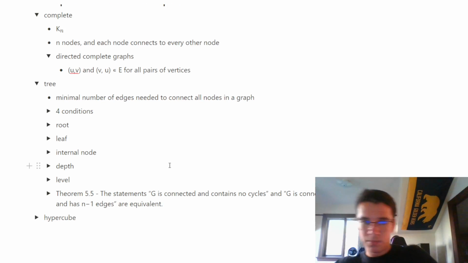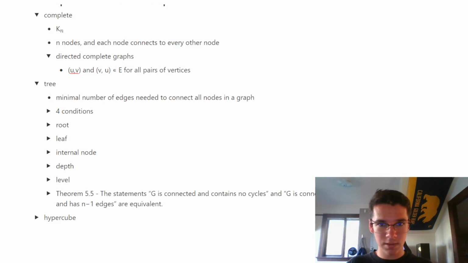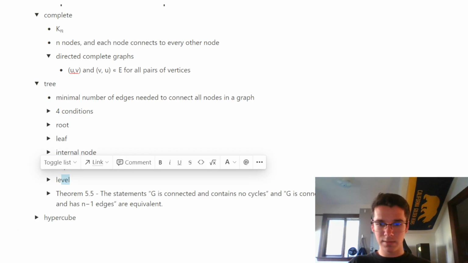I'm sure we are all pretty familiar with a tree at this point. I'm just very quickly going to go over some of the terms again. A tree has a root. It also has leaves, which are nodes that do not have children. And then, at least in the notes, they called everything in between internal nodes. Then we have 2 things called the depth and the level.